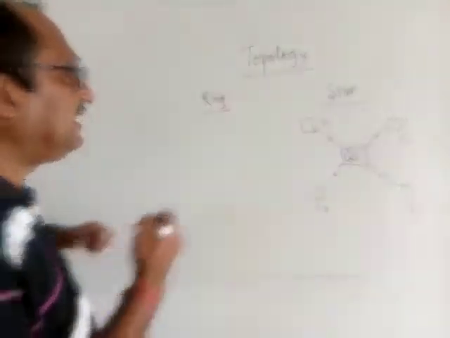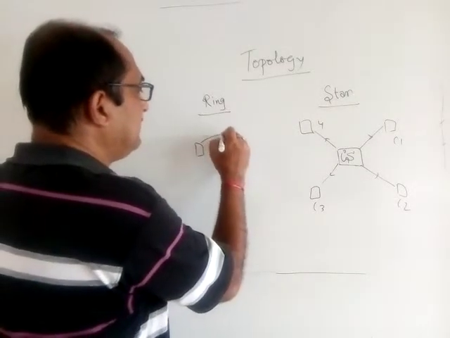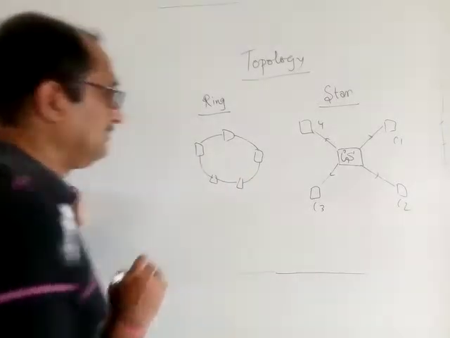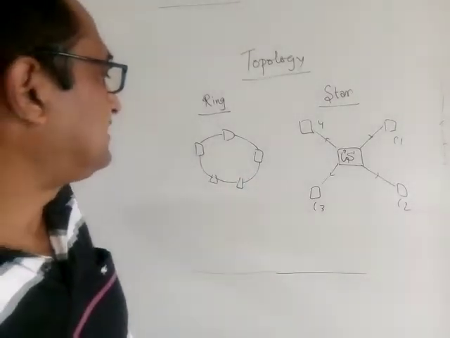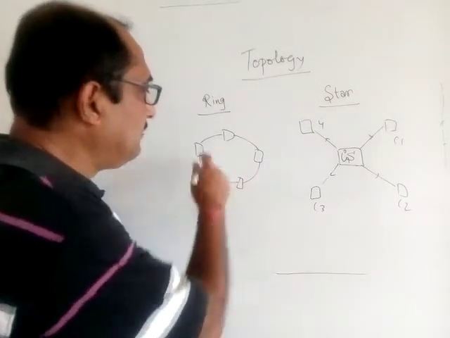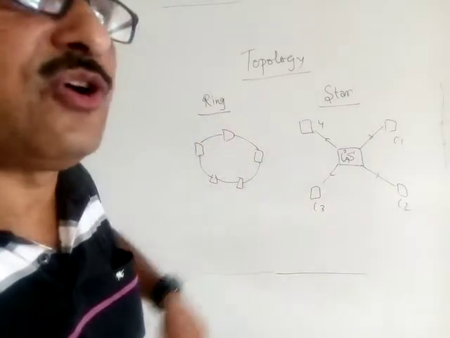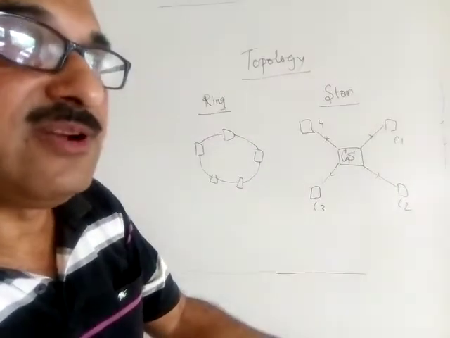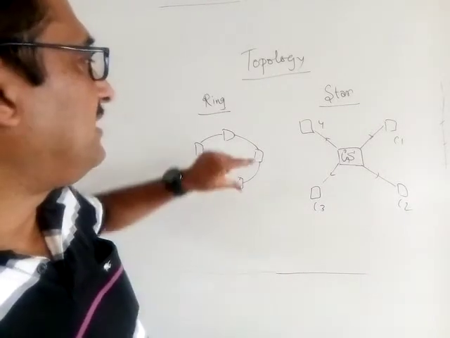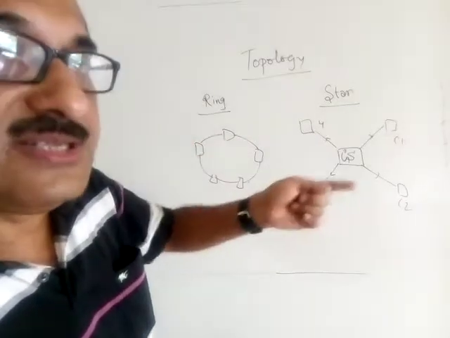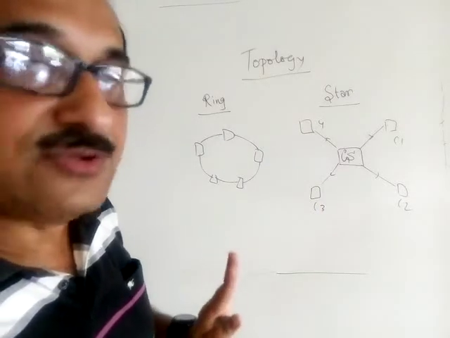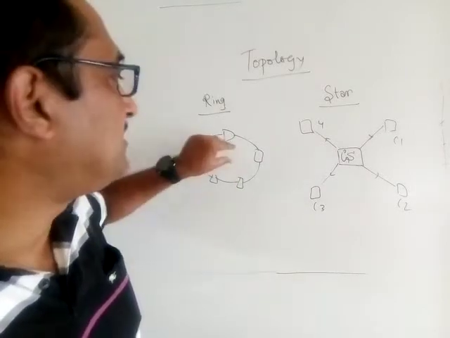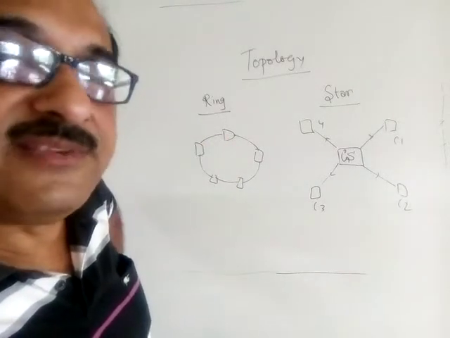And in case of ring network, what happens? They are connected to each other as if to form a ring like this, right? They are just connected like this. So you can easily make out the advantage. The advantage is very short cable length is required. When a system is just the neighbor of another system, usually a ring network is not formed when a big cable length is required to connect two systems. It's not done usually. So the cable length in this case will be very less. So it will be a cheap kind of network. That is one of the advantages.